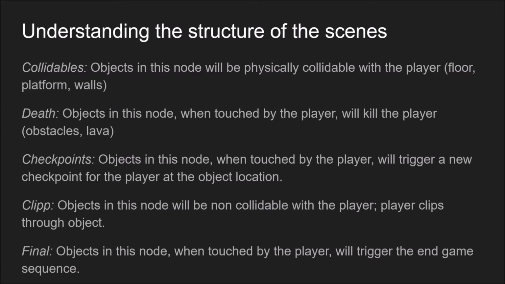Clip P, there's no reason why it's called Clip P, but you still have to use it in order to have the proper structure. The player will clip through it if they collide with it. The object is non-collidable. And final, any objects in the final node, when touched by the player, will trigger the end game sequence, which will end the game, show the credits and then close the game.